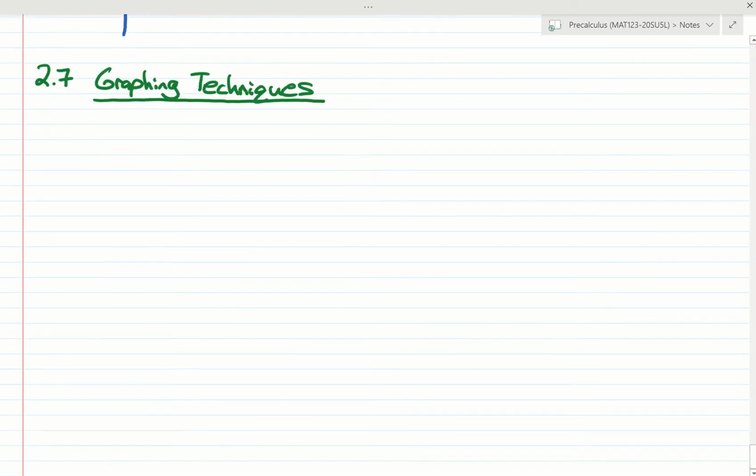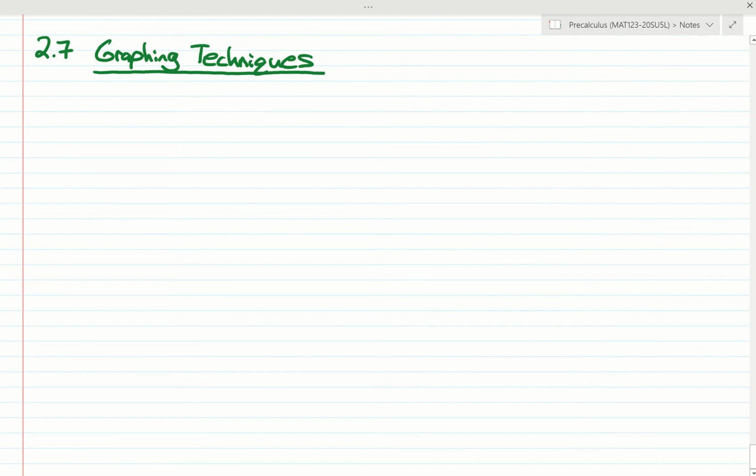In section 2.7, we're going to be talking about graphing techniques. This is a really important lesson. We've talked about factoring being the most important topic in math, and how to graph is the second most important topic. We'll be talking about this especially when we get to trigonometry. So let's learn it right the first time.